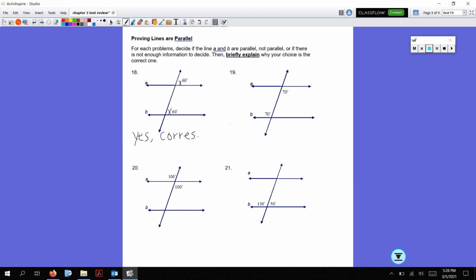Number 19, I have an angle here of 70 and another one down here of 70. They are alternate interior. They're congruent. So yes, and they're both related to the lines A and B. So yes, these are parallel and they are alternate interior.